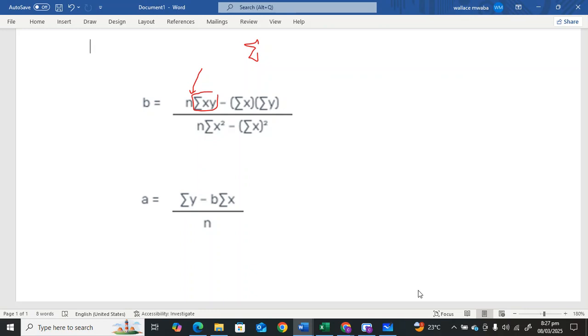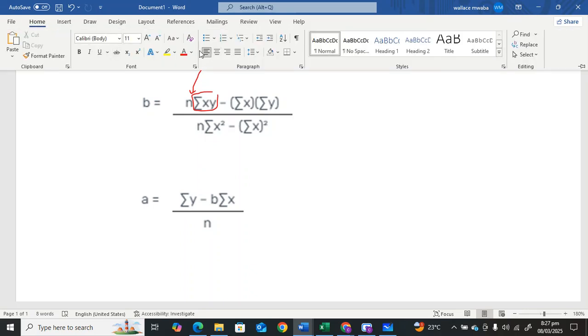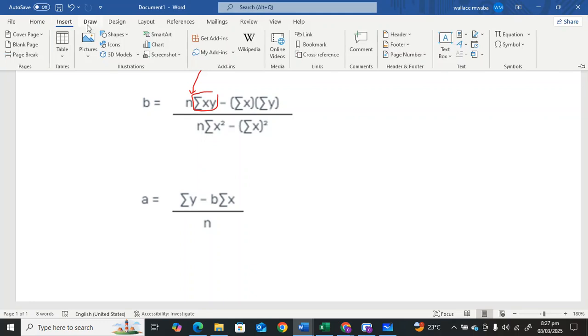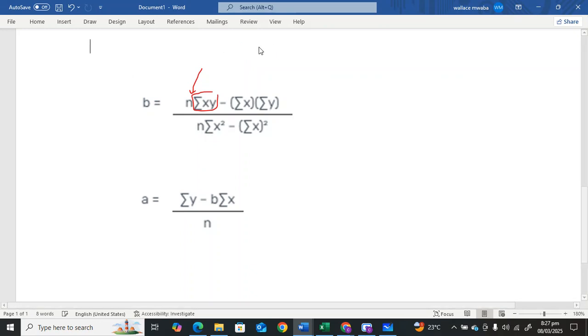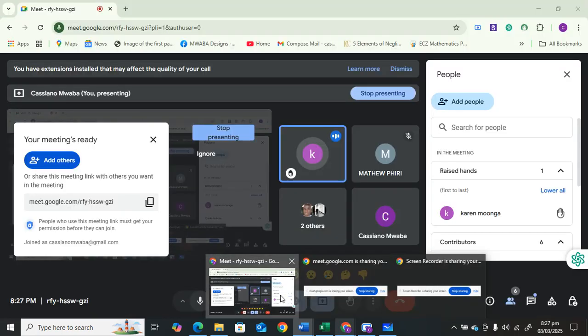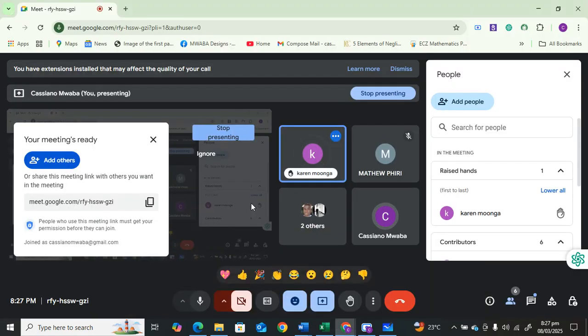Any questions before I start solving? Yes, you can easily find it on the calculator. You can also use Excel.